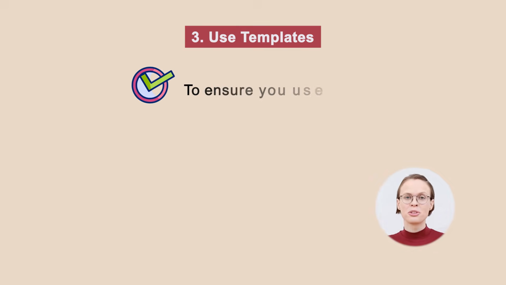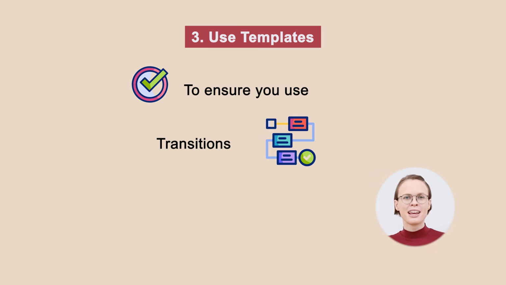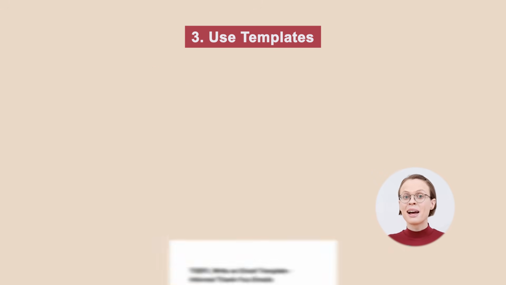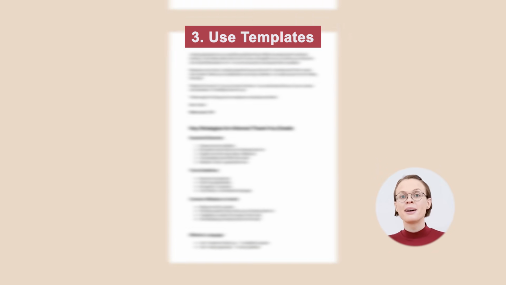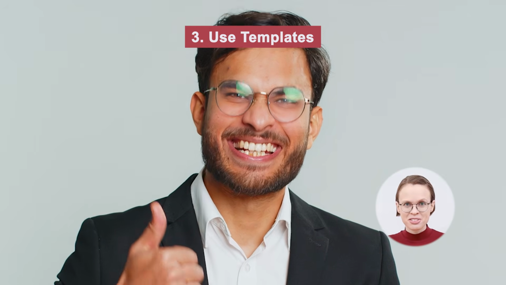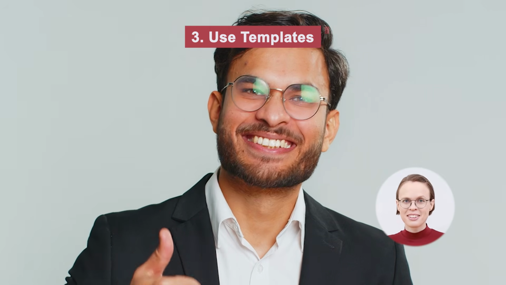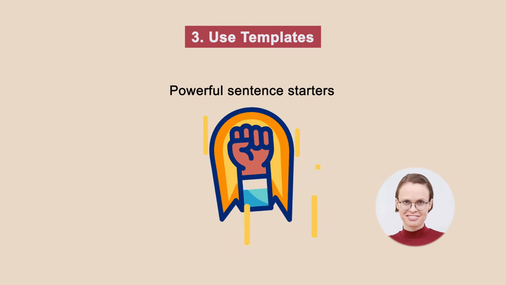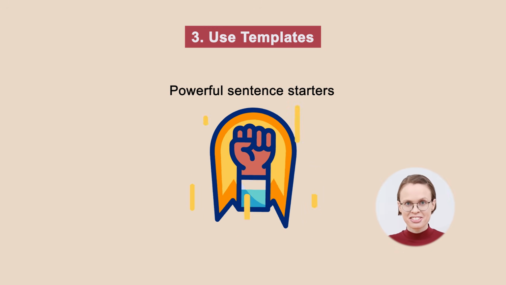To ensure you use a variety of transitions and advanced language in your response, use templates. Templates provide you with sentence starters that work for every academic discussion question. They include linking words and different sentence structures so you can show the TOEFL examiners that your English is advanced. This can boost your score. Let me show you some powerful sentence starters you can use in academic discussions.